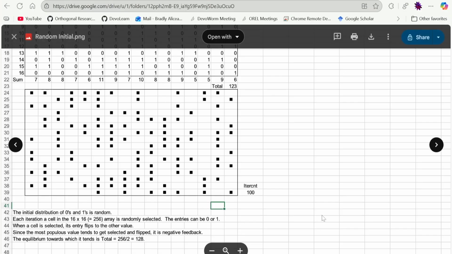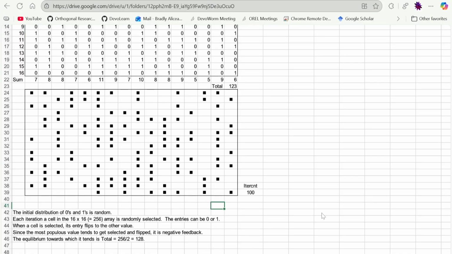So what you have here is this initial distribution, which is random in nature. These black squares are randomly distributed.